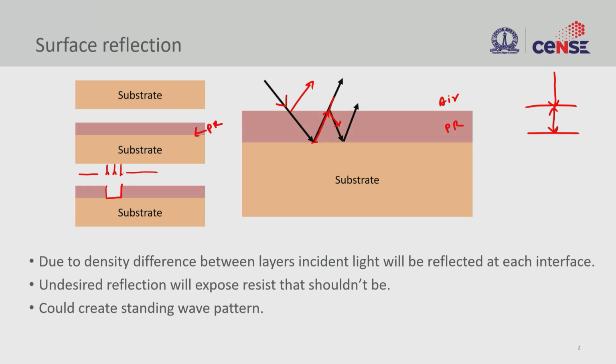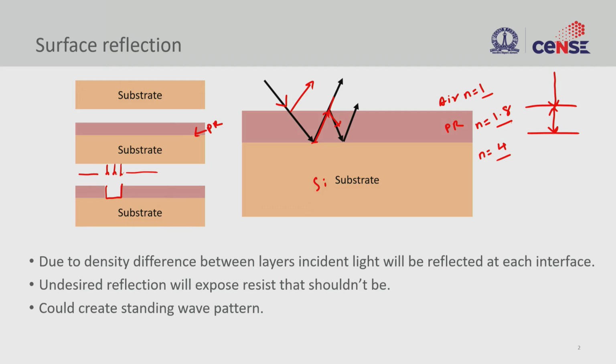Just to give you an example of the difference in the refractive index, the refractive index of air is 1, and photoresist could be something like 1.8, let's say, and if this is a silicon substrate, the refractive index could be 4, let's say. So this is how your refractive index contrast is going to look. Because there is an inherent difference in the stack, you will have this reflection.